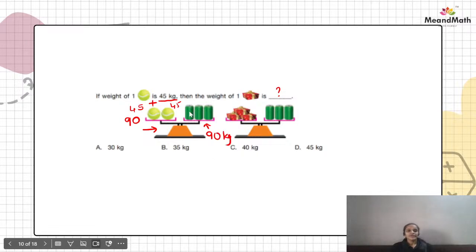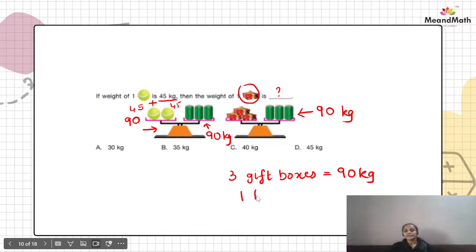Now here we have found out the weight of three cans, right? Now let's go to the second weighing scale. Here the weight of three cans is 90 kgs, which we just found. So if three cans is equal to 90 kgs and the weighing balance shows that both are equal, that means the weight of these three gift boxes also is equal to 90 kgs. Now it's very easy to find out the weight of one box. One box equals 90 divided by 3 kgs, that equals 30 kgs.